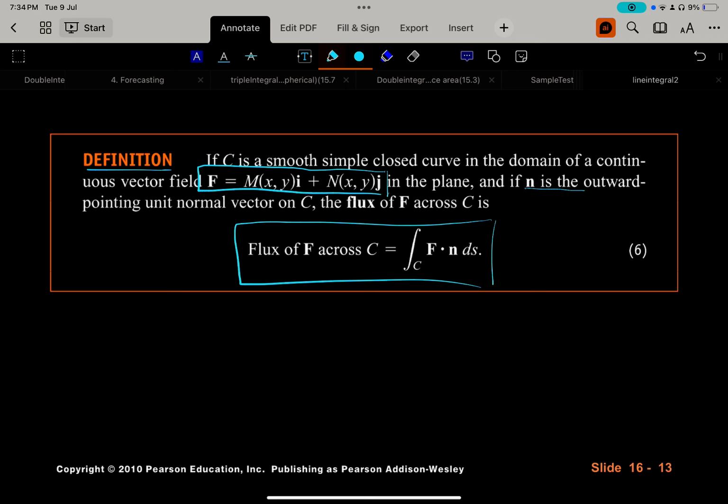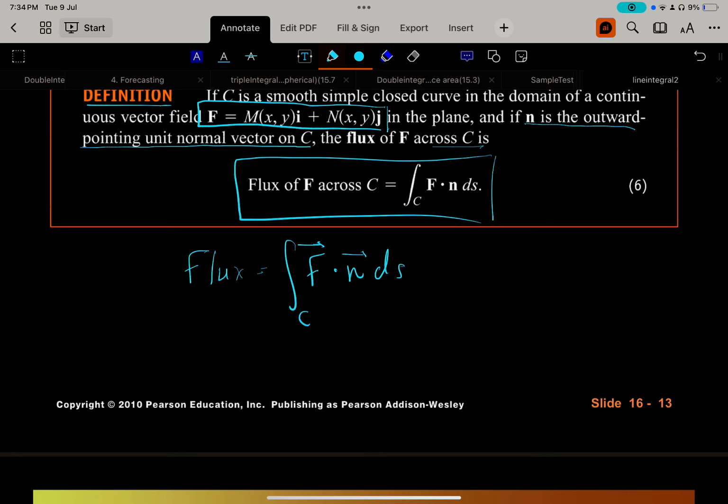And we have also n, which is an outward-pointing unit vector normal to C. Okay, so it's a unit normal vector. The flux across C is basically this: flux equals the integral over the curve of F dot n ds. That's basically our flux.